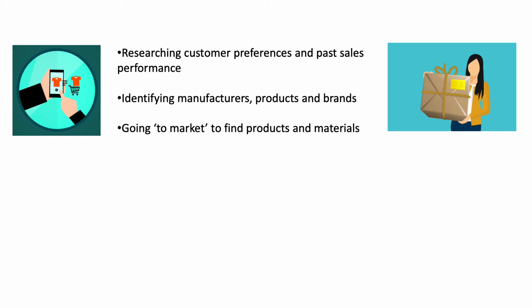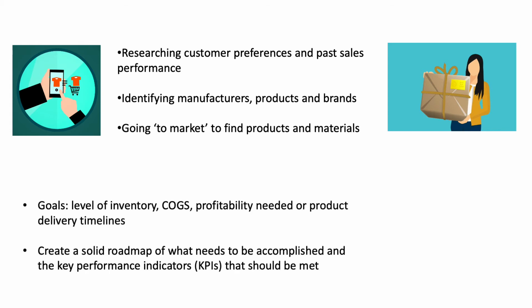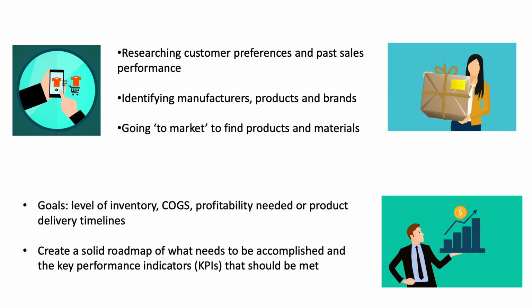To begin with, Vanilla should have a clear understanding of her goals. This can mean the level of inventory, COGS, profitability needed, or product delivery timelines. She will start with an upfront analysis to create a solid roadmap of what needs to be accomplished and the key performance indicators that should be met.